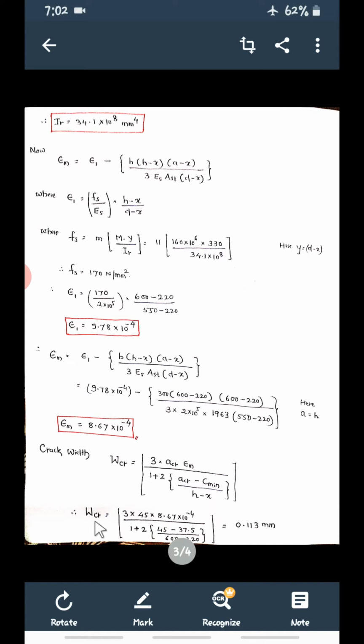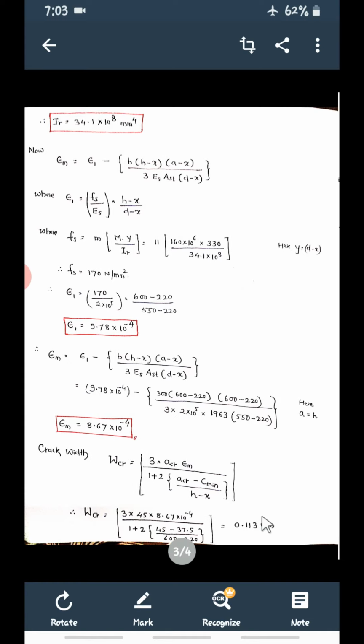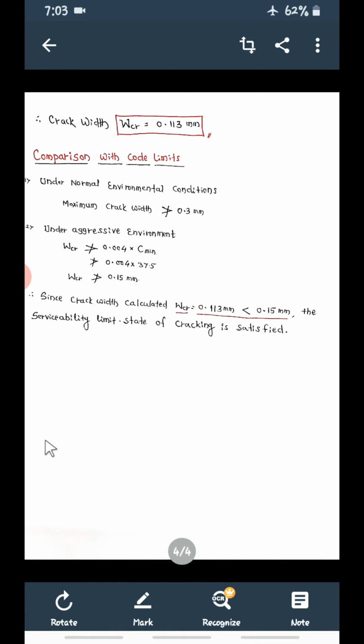So this is the width of the crack that develops at the bottom, and the width of that crack is 0.113 mm. See, a small crack width will be there, that is 0.113 mm at the bottom of the beam. Now you have to check what the code says. So now, comparison with the code limits.